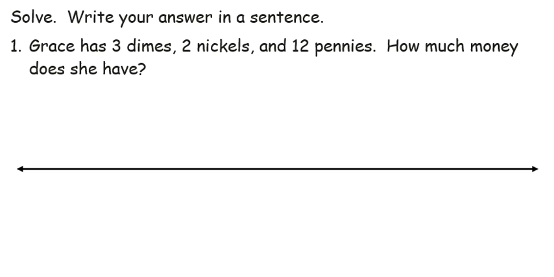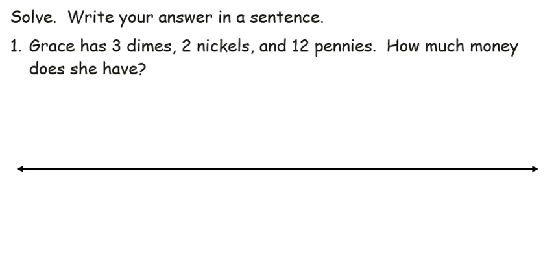The first question says, Grace has 3 dimes, 2 nickels, and 12 pennies. How much money does she have? We're going to write our final answer in a sentence. So to start with, I'm going to write that sentence where the answer belongs. This reminds me of the goal of the problem.